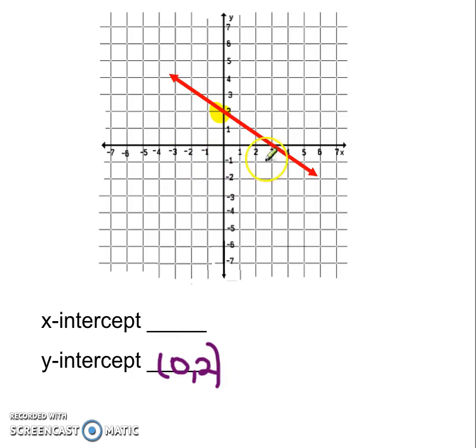Our x-intercept is where our graph crosses the x-axis. We're crossing at this 3 right here, so that will make our x-intercept 3, 0. Now we want to make sure we write these as ordered pairs so we get used to the idea of which is the x-intercept and which is the y-intercept.